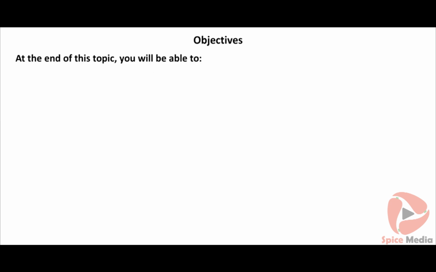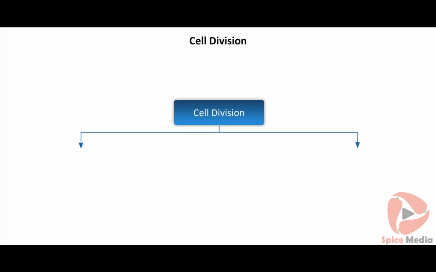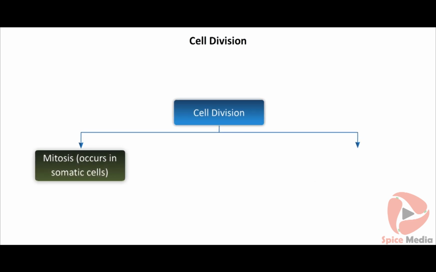At the end of the topic, you will be able to describe the stages of meiosis, list the significance of meiosis, and state the role of meiosis in cell division. Cell division is classified into 2 types. They are mitosis and meiosis. All the somatic cells divide by a process of mitosis, while the germ cells divide by a process called meiosis or reduction division.